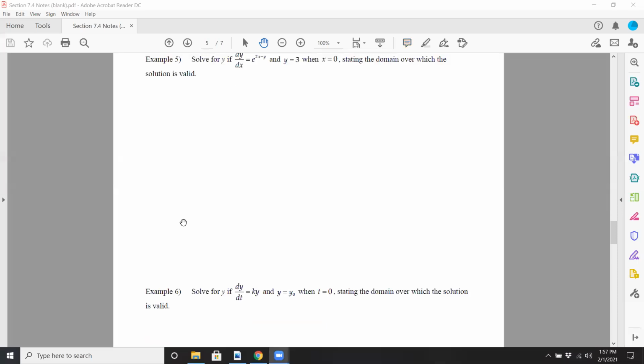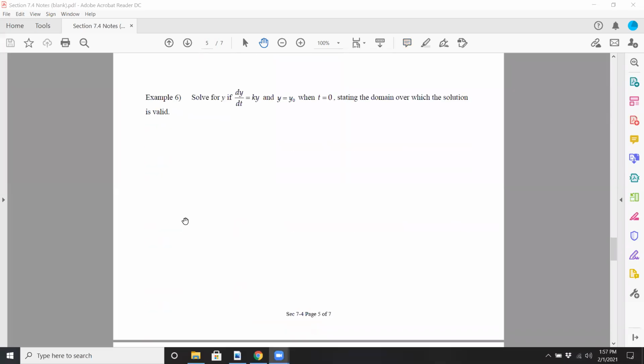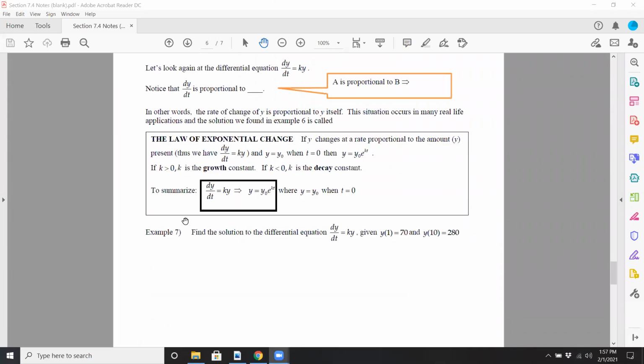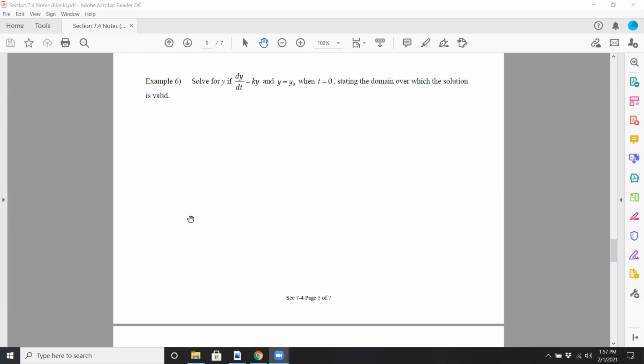Okay, let's keep moving. This one's a little more general, and it kind of leads us to what we're going to talk about on the next page. So for example 6, you're asked to solve for y, dy over dt equals ky. This is an initial condition right here as well. So what we're going to do is separate. We're going to move the y to the left side, keep the k on the right side, move dt over. I'm going to integrate both sides. But before I do that, it just helps to maybe rewrite like this.